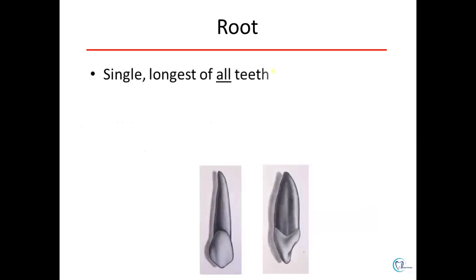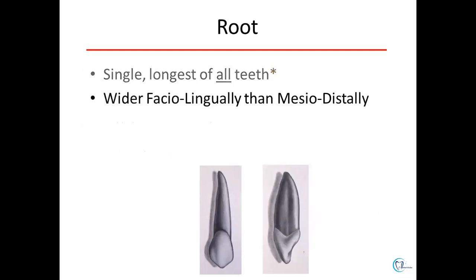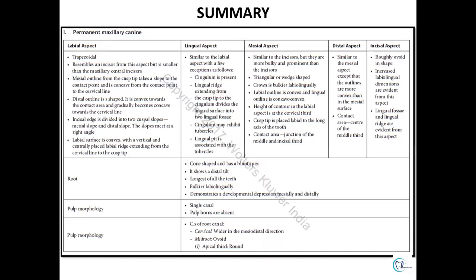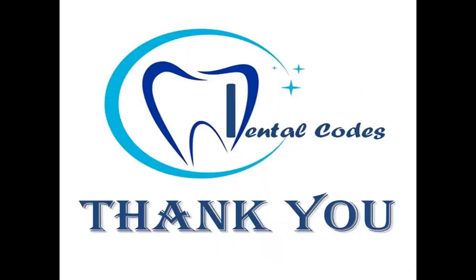When we see the root, there is a single and the longest root in comparison to other teeth. It is wider faciolingually than mesiodistally. The cervical cross section is ovoid. It is normally straight, but sometimes it can be distally tilted. Also, there can be dilaceration, which is a variation or anomaly seen in cases of maxillary canines. So this is the summary of all the aspects. Thank you.